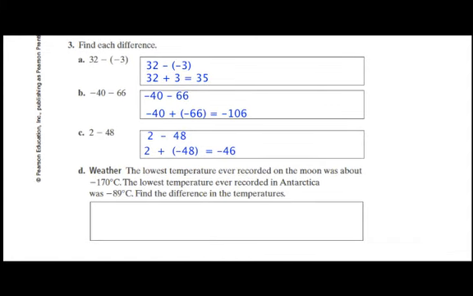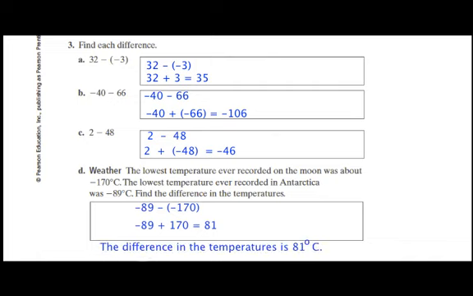Now the story problem about weather. The lowest temperature ever recorded on the moon was about negative 170 degrees Celsius. The lowest temperature ever recorded in Antarctica was negative 89 degrees Celsius. Find the difference in the temperatures. So we're going to take negative 89 minus negative 170. Again, we're going to use same change opposite. So we end up with negative 89 plus positive 170 equals 81. So the difference in temperature was 81 degrees Celsius.